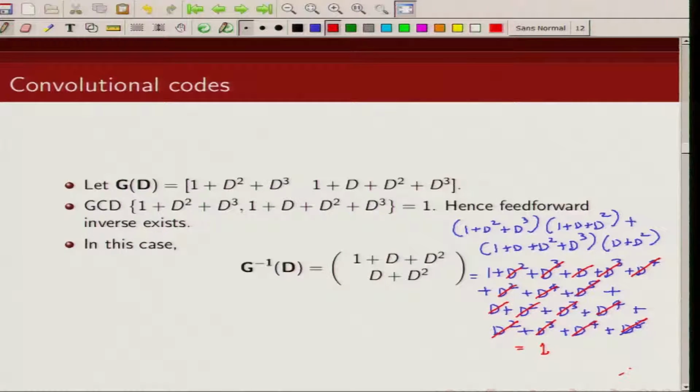You can see this is a feedforward inverse. So, if you have your V(D) and pass it through this, you will get back your information sequence.